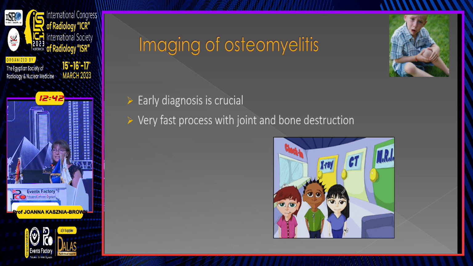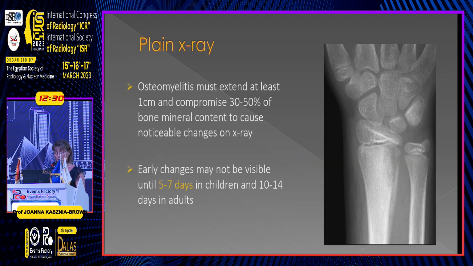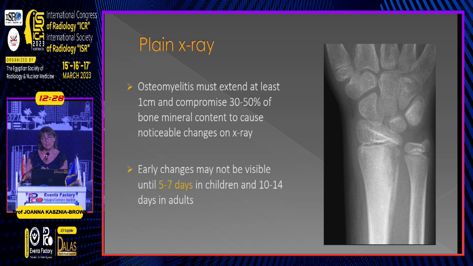And we all know that early diagnosis in infection of the MSK system is very, very crucial because the process is very, very fast and it leads to the joint and the bone destruction. So we all know that the X-ray is the most commonly used in pediatric or in any other form of adult imaging. But we need to remember that osteomyelitis or the changes in the bones might extend at least 1 centimeter and compromise 30 to 50% of bone mineralization to be visible on the X-ray.